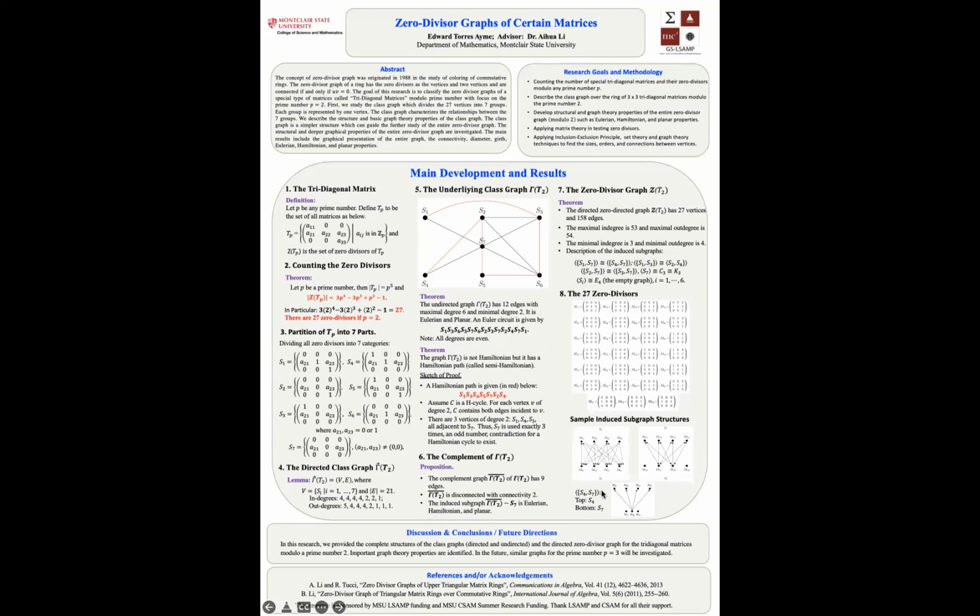Finally, we show a couple of samples of their bipartite graphs. For example, here S4, S7 provides this graph, and that is isomorphic to S1, S7 because they have the same structure. We conclude by providing a complete structure of the class graph, the directed and undirected, and the zero divisor graph for the tridiagonal matrices.